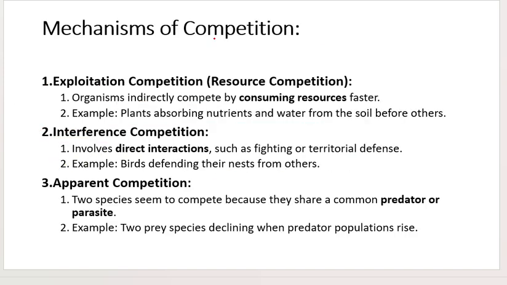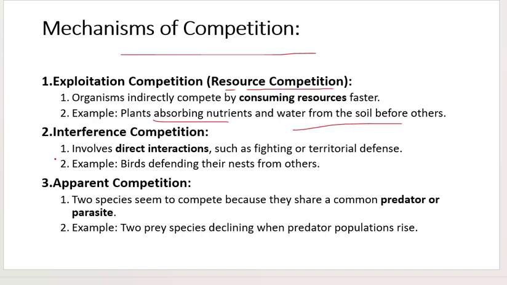Mechanisms of competition. What are the mechanisms of competition? Exploitation competition, or resource competition, means organisms indirectly compete by consuming a resource, such as food or water, faster. Example, plants absorbing nutrients and water from soil before others. So this is exploitation competition, or we can call it resource competition also.